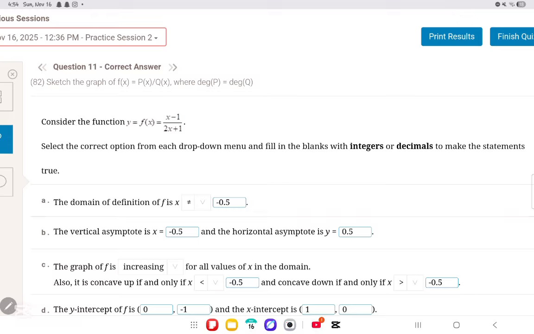Now, question 11, what does it say? It says x minus 1 over 2x plus 1, the domain of definition. So it's a denominator. We have a denominator, 2x plus 1. That means we should make it different than 0. That means x is different than minus 1 over 2.